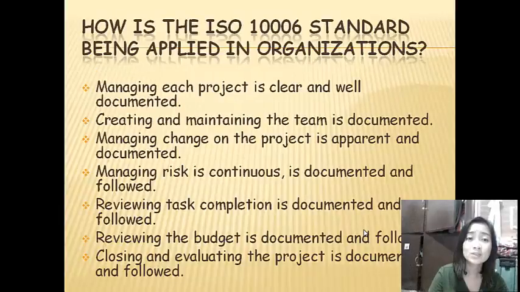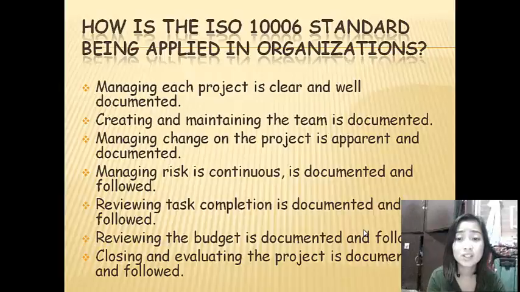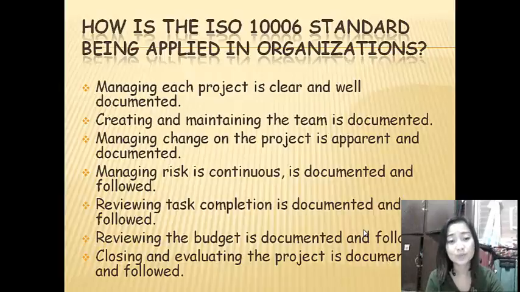How is the ISO 10006 standard being applied in organizations? It is applied by managing each project in a way that is clear and well documented. Second, creating and maintaining the team is documented. Managing change on the project is apparent and documented. Managing risk is continuous, documented and followed. Reviewing task completion is documented and followed. Reviewing the budget is documented and followed. Closing and evaluating the project is documented and followed.